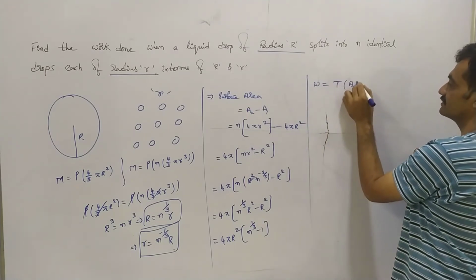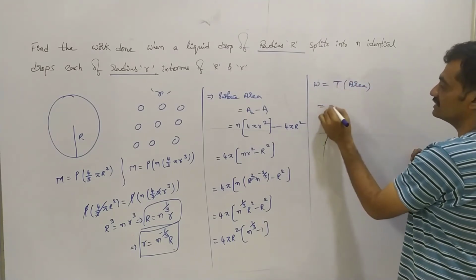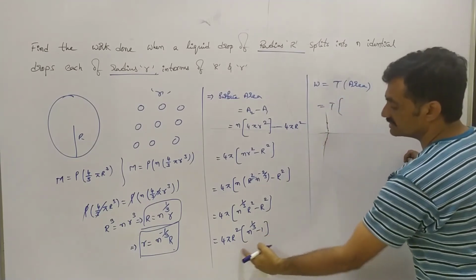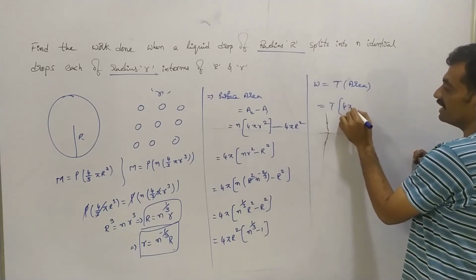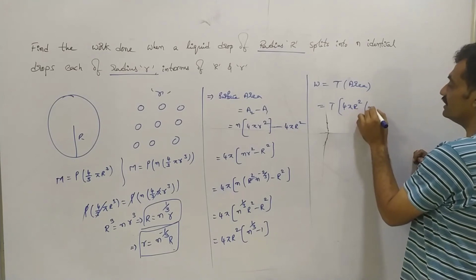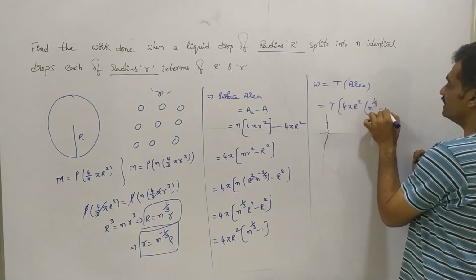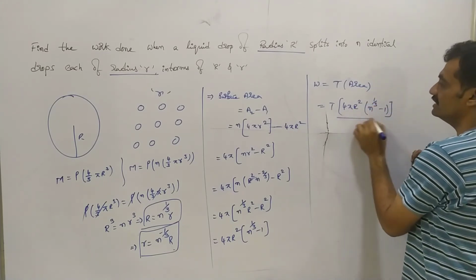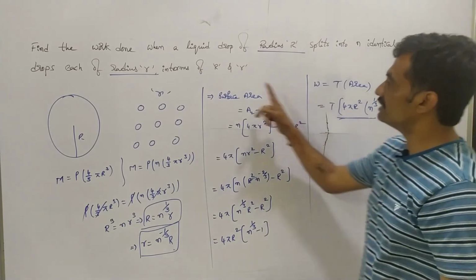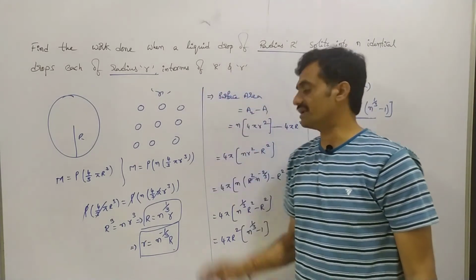Now the work done in terms of capital R is W equals surface tension into area. So surface tension T into area is 4 pi R square into n to the power of 1 by 3 minus 1. This is the amount of work done in terms of capital R.